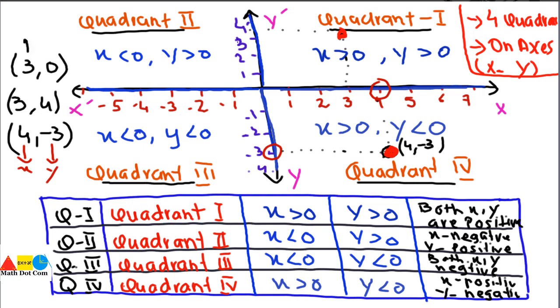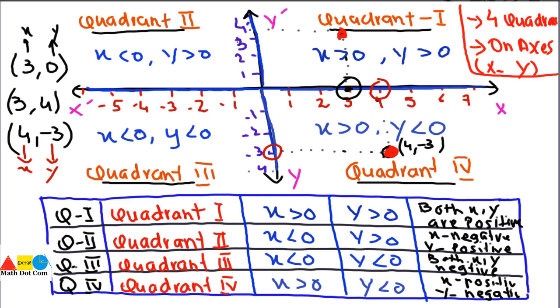Here the value of x is 3 and the value of y is 0. So x is 3 here, this is 3, but where is y equal to 0? This means whenever you have y equal to 0, the point will be on the x-axis, and whenever you have x equal to 0, the point will be on the y-axis. So your point (3, 0) will be here. This is the point that is on the axis.